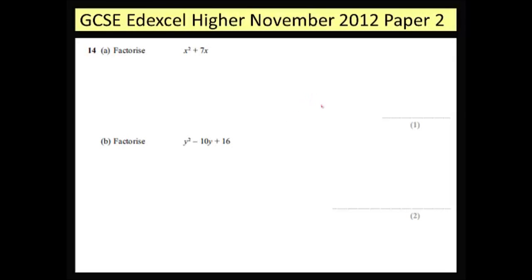Question 14. So to factorise this expression here, I can see that x is the common factor, so that's going to come outside my bracket, and an x times x makes the x squared, and x times 7 makes the 7x. Factorised for 1 mark.